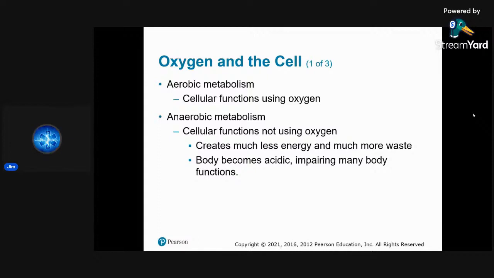Now, on the flip side, with anaerobic metabolism, your cell is going to try to metabolize and make energy regardless of whether it has oxygen or not. So if it doesn't have the right amount of oxygen, it's still going to metabolize. But the problem is it's going to create a whole lot less energy and a lot more waste. So the body will become acidotic, especially from lactic acid, impairing the body's function. And eventually, these waste products build up and start killing cells. Cells start dying, then the organs die. Once the organs start dying, the organ system fails, and eventually the organism, the human, will die.